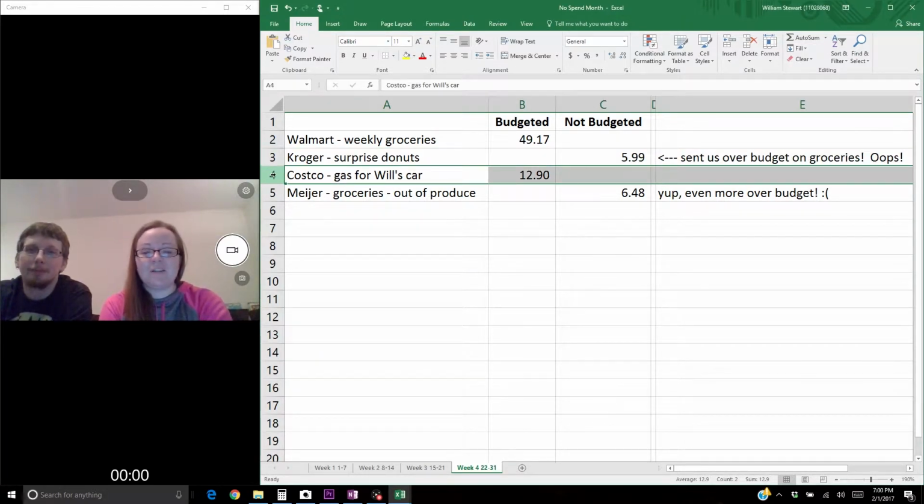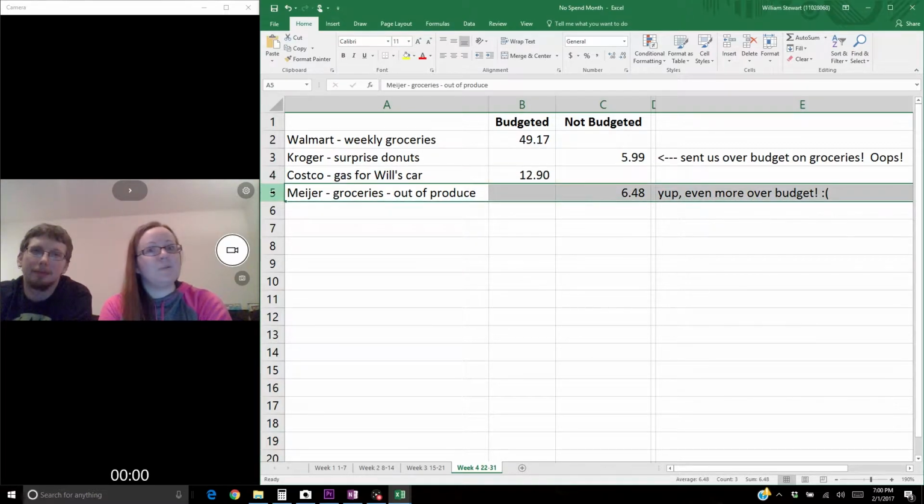Will had his weekly fill-up at Costco, gas in his car for $12.90, and then because we are already over, it's so easy to just keep going over. I picked up some produce because we were out of bananas and apples and cucumbers. So the kids snack on that a lot, and I'm not going to tell them, no, don't eat fresh produce, go grab some cereal. So that put us over a little bit as well. So that's where the weekly breakdowns went.